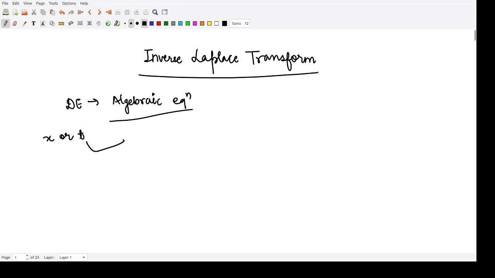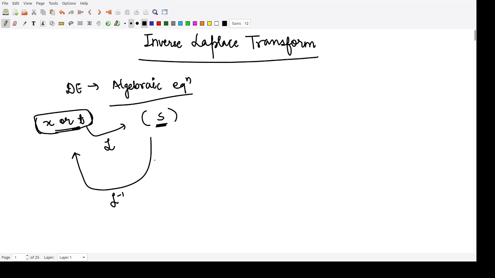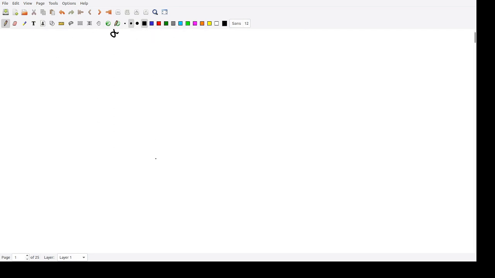So you convert, by the application of the Laplace transform, this particular differential equation in x or t to some algebraic equation in s. You solve that equation in s and then you perform the Laplace inverse to reach here, because we want our answer finally in this variable x or in t. So that is why we require this Laplace transform, and moreover we require the inverse Laplace transform.